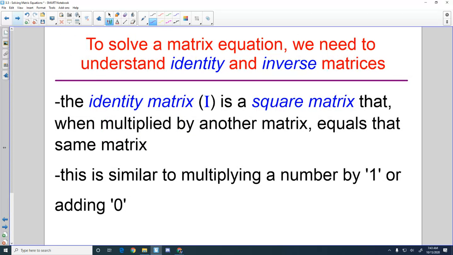In order to solve these matrix equations and figure out how to cancel out a matrix, we have to understand two special types of matrices. And they've got special names. We need to know about the identity matrix, and we need to know about something called an inverse matrix. So once we understand these two concepts, then we can go ahead and solve that matrix equation, because we need to use this concept of an identity matrix. We need to use an inverse matrix in order to solve these matrix equations.